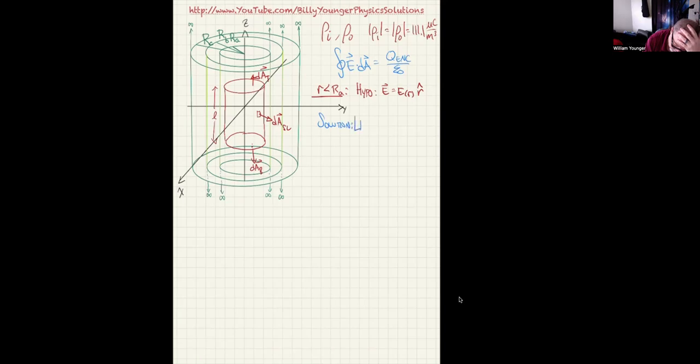Left-hand side. Well, we know what's going to happen. The left-hand side, the closed integral of E dot dA, is just going to be equal to the integral of E of r r hat dotted with dA k hat for the top, plus the integral over the soup label of E of r r hat dot dA r hat over the soup label portion, plus the integral of E of r r hat dotted with negative dA k hat. And of course, you can see that this r hat dot k hat is going to force this to go to zero. Similarly, this r hat dot k hat is going to force that to go to zero.